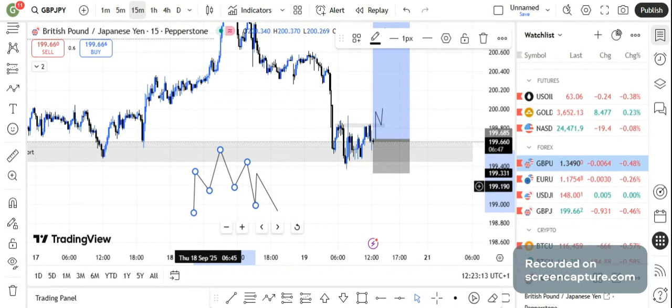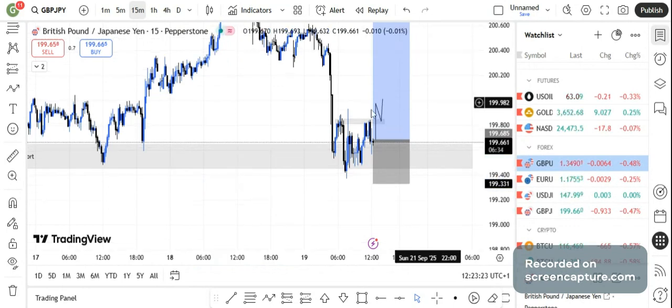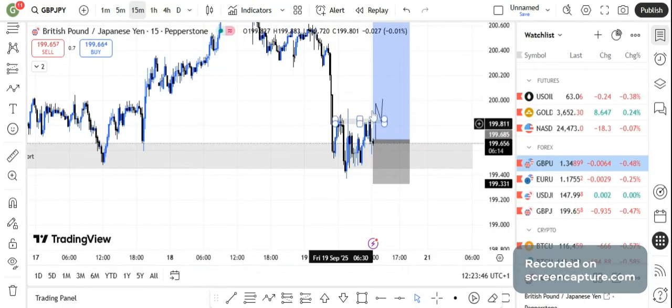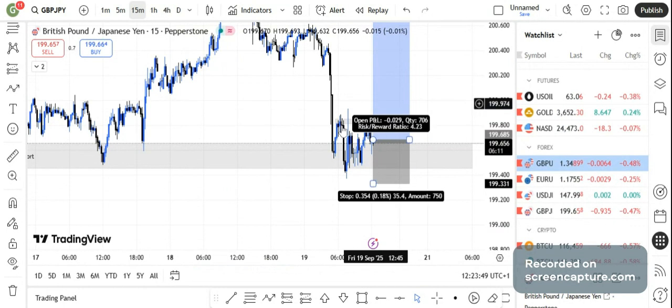Okay, sorry, this inverse head and shoulder right here, you can actually find it to take entry to go bullish, while the head and shoulder, you can actually find it when the price is in an uptrend. You can actually use it to take entry to go bearish. Okay, I hope you get that. So I don't want to waste time. So this is it about the uptrend.